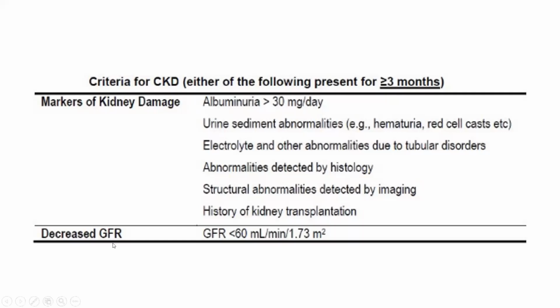Functionally, if you look at kidney function, if you have a GFR of less than 60 ml per minute per 1.73 square meters, all these conditions are considered abnormalities either in the structure or the function of the kidney. So if a person has at least one of these, which is persistent for more than 3 months, then you can consider this patient to have underlying chronic kidney disease.